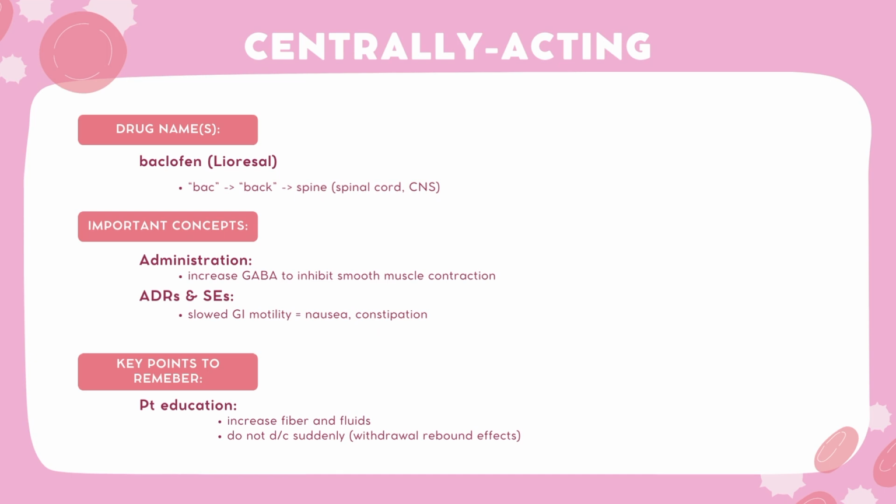First up is baclofen, a centrally acting muscle relaxant. Remember that it is centrally acting by connecting back with your back, aka your spinal cord and CNS. GABA, the major inhibitory neurotransmitter, is increased and smooth muscle spasticity is reduced with this medication. Since smooth muscles are being slowed down, your side effects correlate. GI motility is slowed, leading to effects such as nausea and constipation. Patient teaching includes increasing fiber and fluids to combat these GI effects. Do not discontinue suddenly or else rebound withdrawal symptoms may occur.